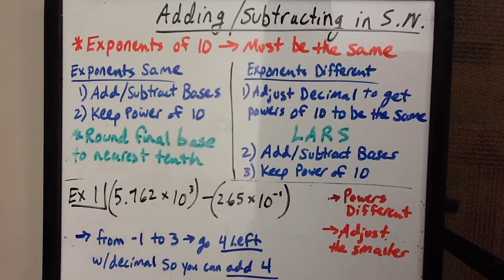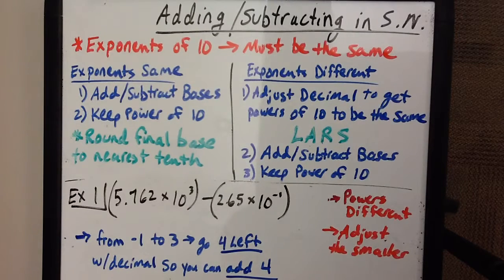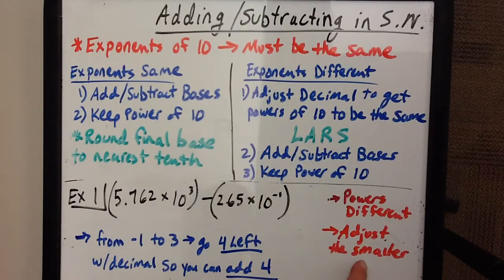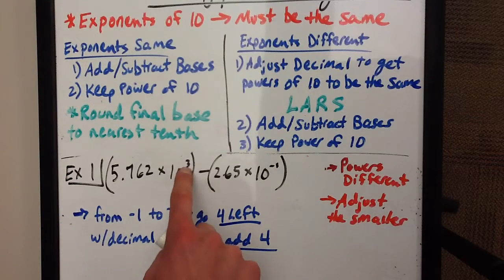So here's the example. 5.762 times 10 to the third minus 2.65 times 10 to the negative 1. So first off, notice these powers of 10 are different, so we're going to need to adjust. Now we need to adjust the smaller exponent to be the same as the bigger. That will save you a step in the end. So I have my exponents 3 and negative 1. It's important to recognize that negative 1 is the smaller exponent right here. So I need to get negative 1 to be the same as 3.